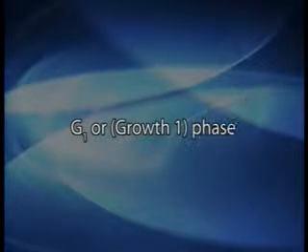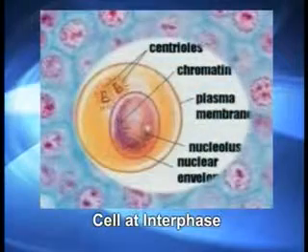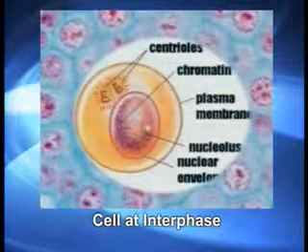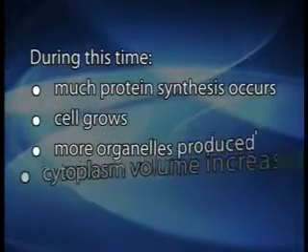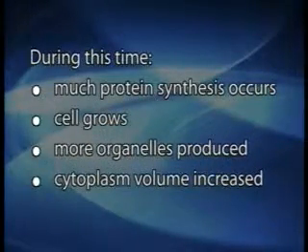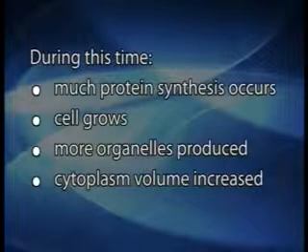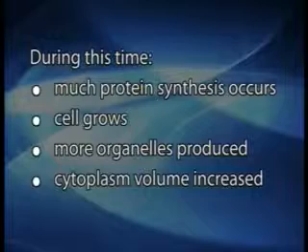G1 or first growth phase. It is the phase in which the cell grows and functions normally. During this time, much protein synthesis occurs and the cell grows to about double its original size. More organelles are produced, increasing the volume of the cytoplasm.